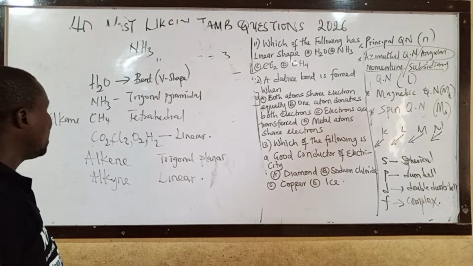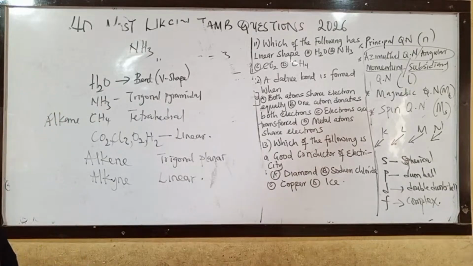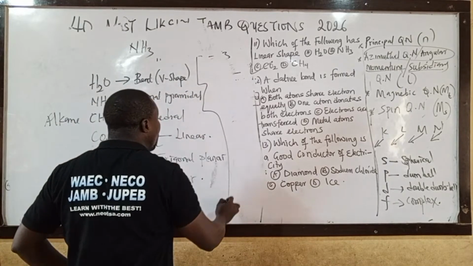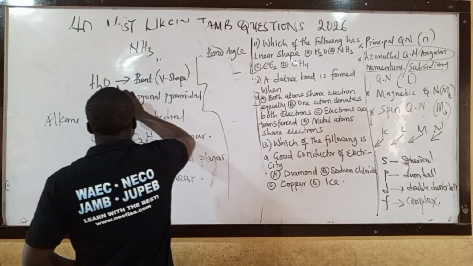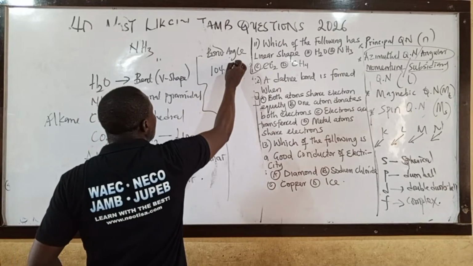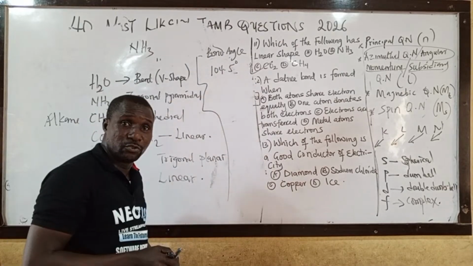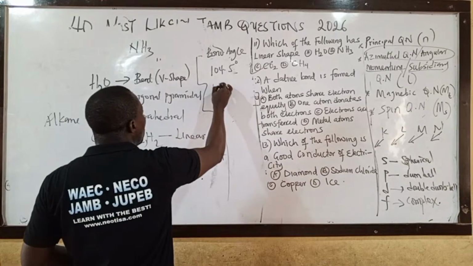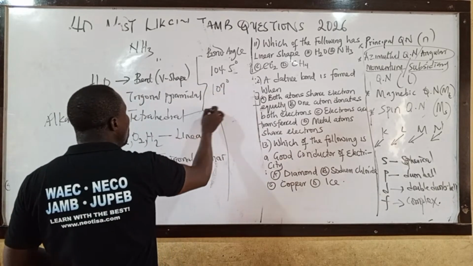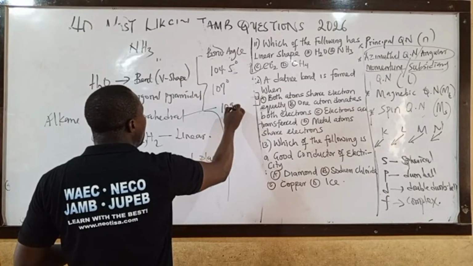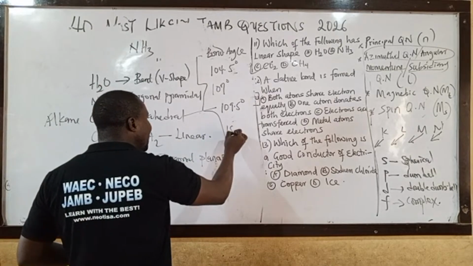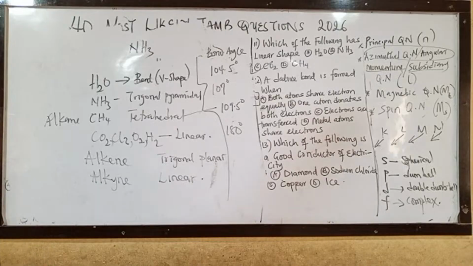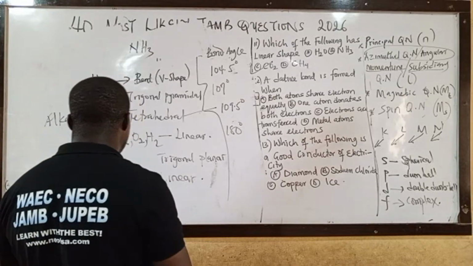And I can quickly give you their bond angle. Okay, let me quickly give you their bond angle. Take note. The bond angle of this is what? 104.5 degrees. Take note. They will ask you, JAMB student. The bond angle of this one is what? 107 degrees. Bond angle of methane is what? 109.5 degrees. When you hear linear, that is 180 degrees. Bond angle is 180 degrees.